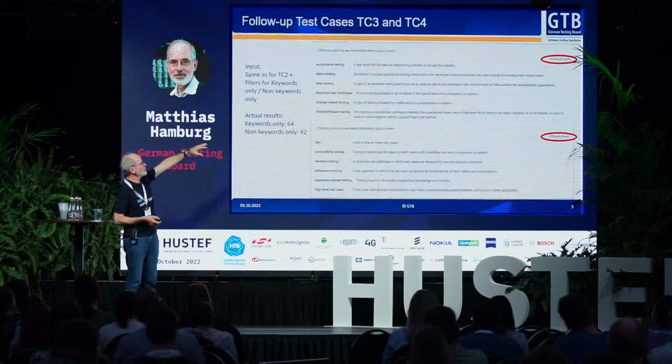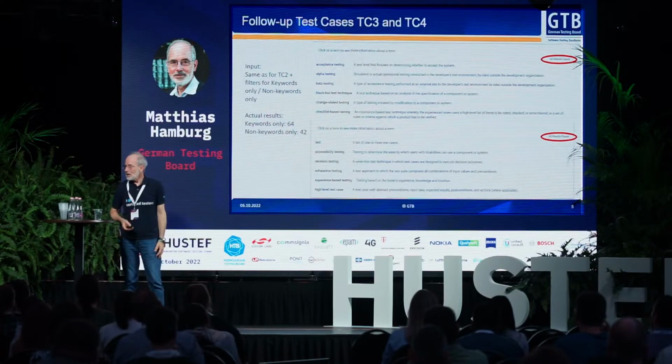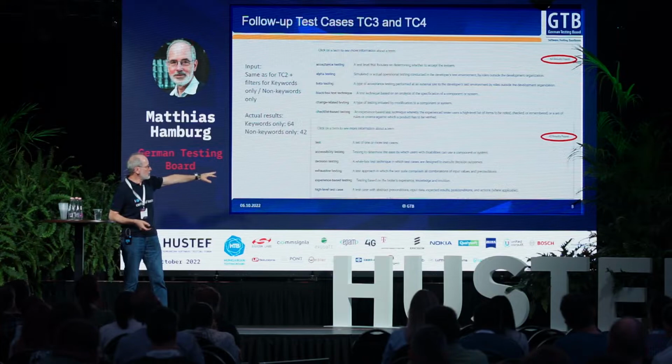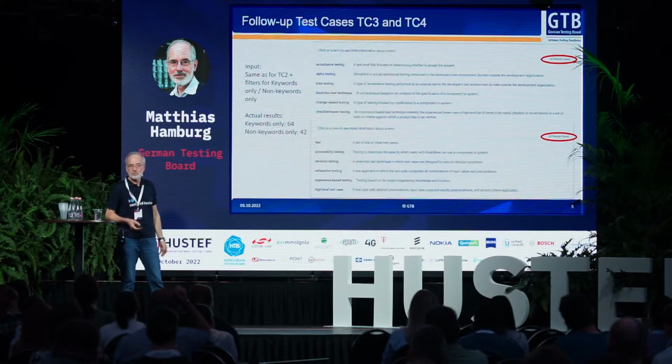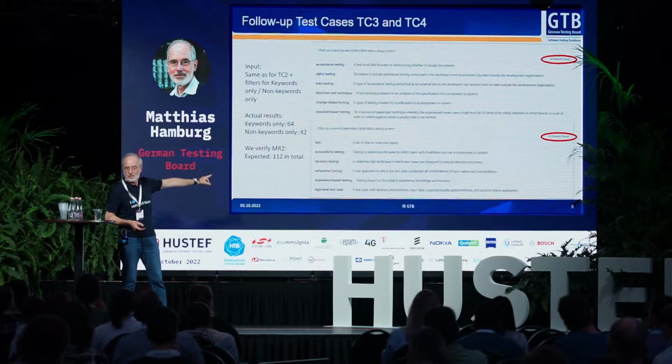We have on the top the keywords: acceptance testing, alpha testing. If you're familiar with the syllabi, it sounds reasonable. We have test accessibility, decision testing. These are not keywords in the foundation. That sounds all reasonable, but wait a minute. We have 64 plus 42, and we had 112 before. So 6 terms are missing, right?